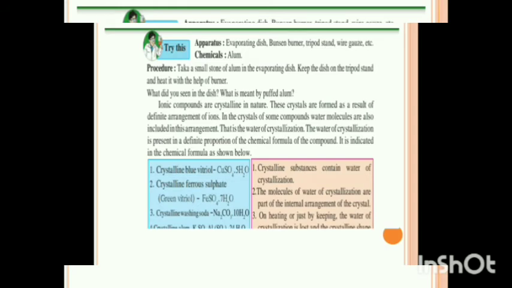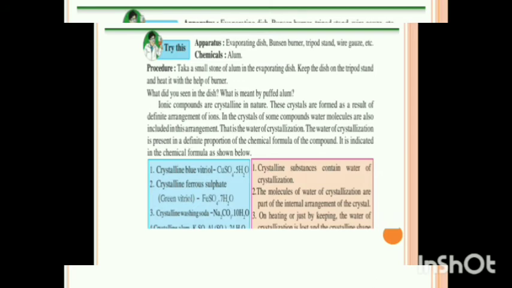In the crystal of some compounds, water molecules are also included in this arrangement. That is the water of crystallization. So the water of crystallization is present in a definite proportion of the chemical formula of the compound, and it is indicated in the chemical formula as shown below.